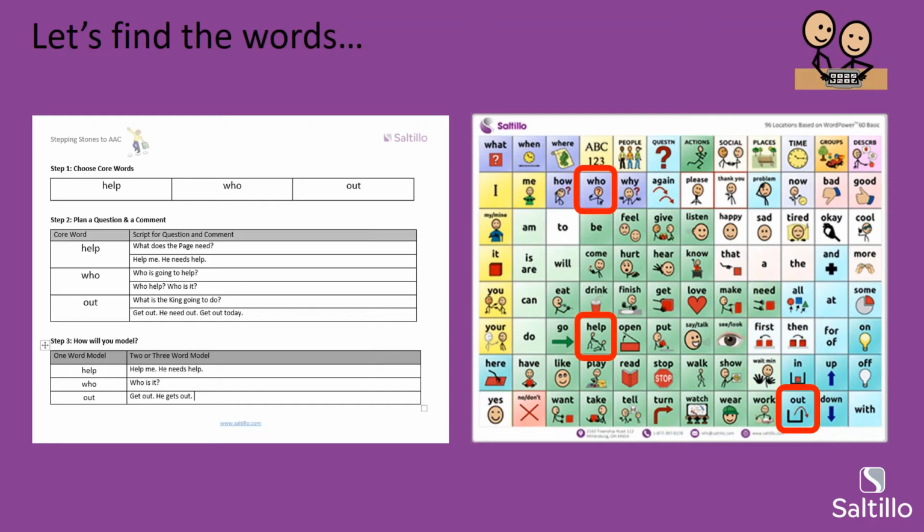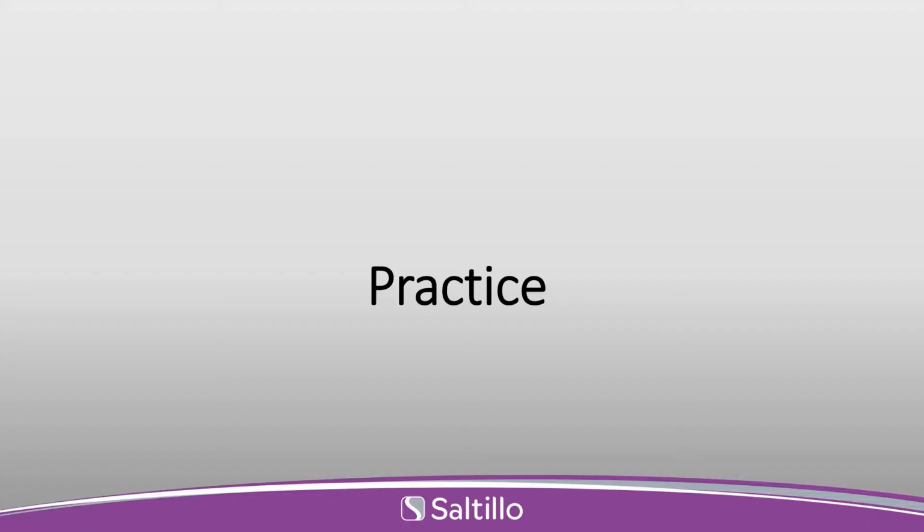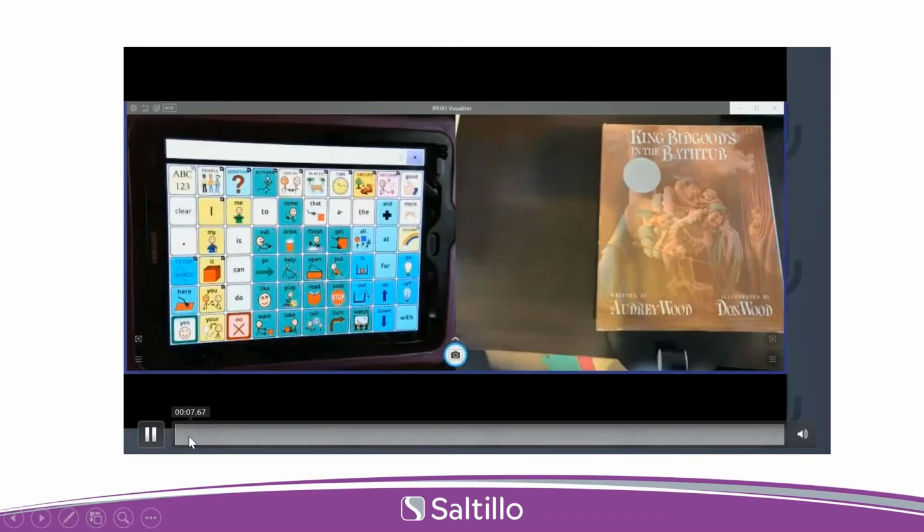Now let's practice. So I'm going to read again, and I'm going to model these core words as I'm reading. That is kind of the focus of what I'm doing in this video for reading. You are welcome to practice along with me on your low-tech board. Again, I'm just going to show you what this might look like. I'm going to fast forward a little bit.